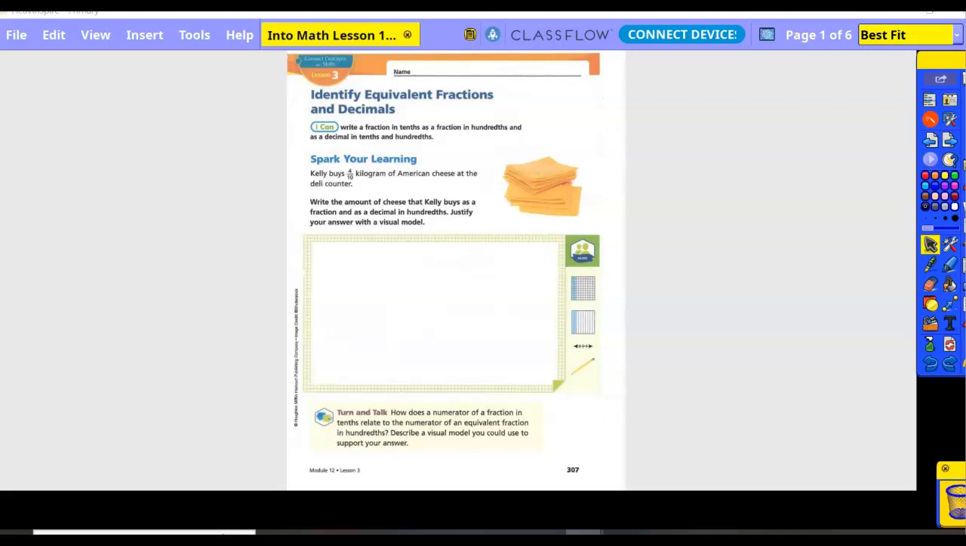Fourth grade math lesson. 12.3. Identify equivalent fractions and decimals. I can write a fraction in tens as a fraction in hundredths and as a decimal in tens and hundredths.